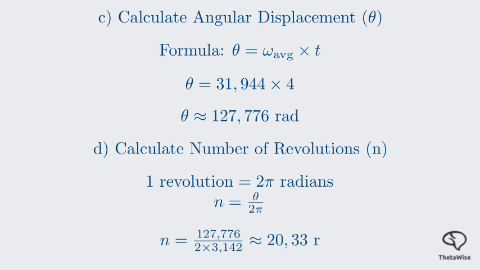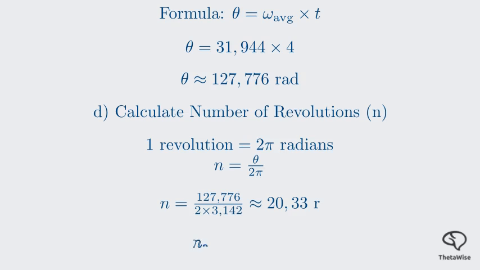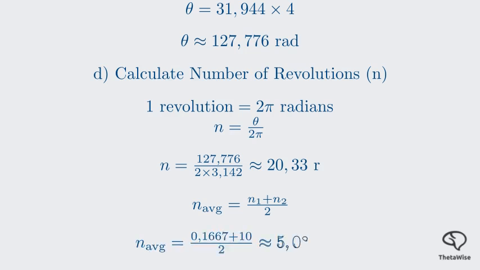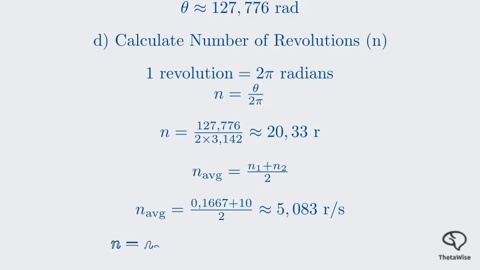Alternatively, we can use the average rotational frequency. The average rotational frequency, N average, is N1 plus N2 divided by 2. This comes out to be 5.083 revolutions per second. Then, to find the total number of revolutions, we multiply this average rate by the time of 4 seconds, which again gives us approximately 20.3 revolutions. Both methods confirm our answer. That was a detailed problem with multiple parts. We've found the angular acceleration, average angular velocity, angular displacement, and the total number of revolutions. The key was careful unit conversion.